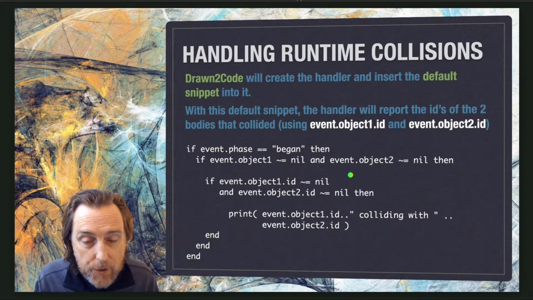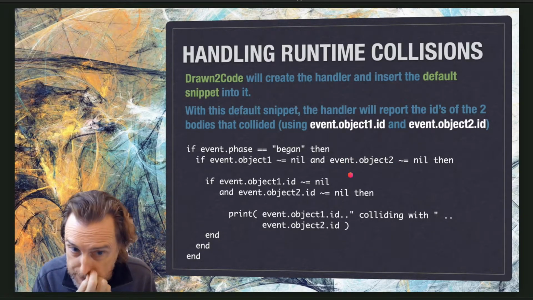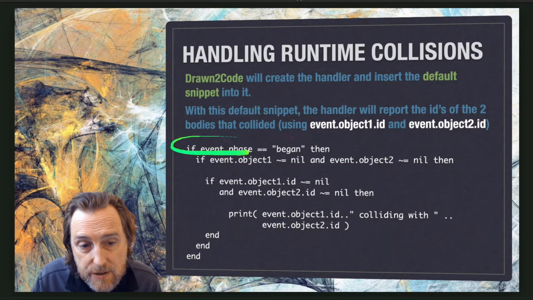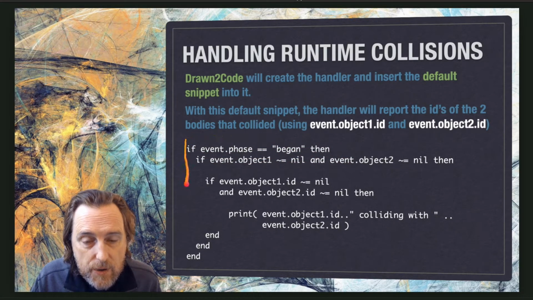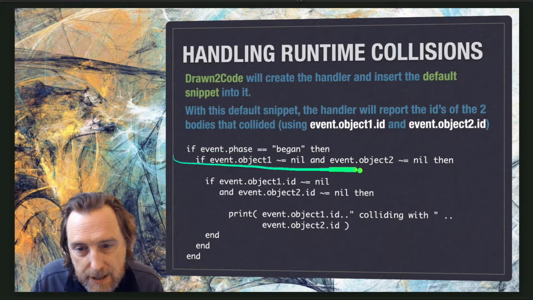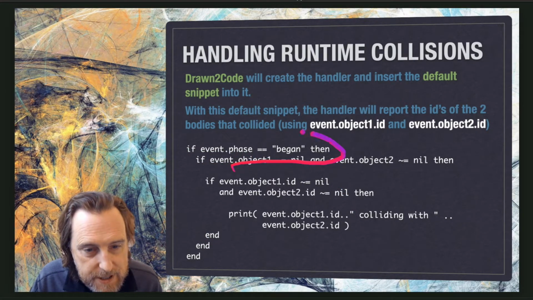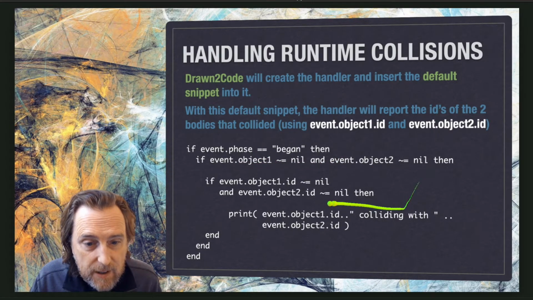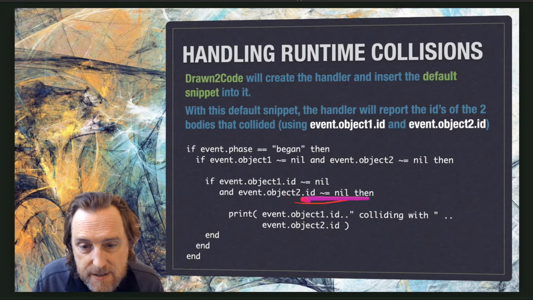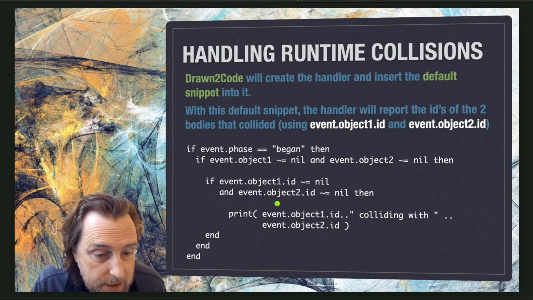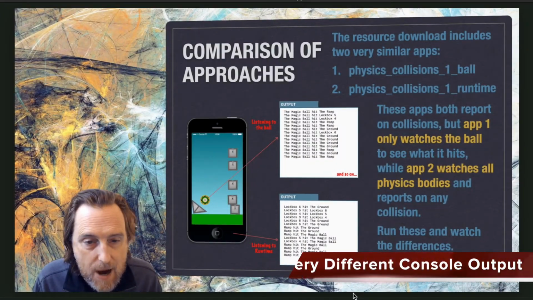There are still multiple phases, 2 phases, so you still want to limit yourself to a particular phase if it makes sense to. So the snippet in Drawing a Code still does this careful check to make sure we're in a particular phase and neither of the objects are nil. And if the ID exists, then it'll display the ID of both objects. The output you get to the console will be different.